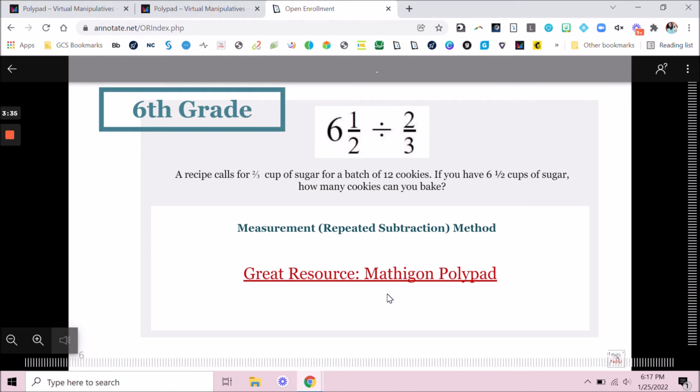As we move into 6th grade, we start dividing fractions by other fractions. Here, let's look at a recipe that calls for 2/3 of a cup of sugar for 1 batch of cookies. And we have 6.5 cups of sugar, so we want to know how much we can make.